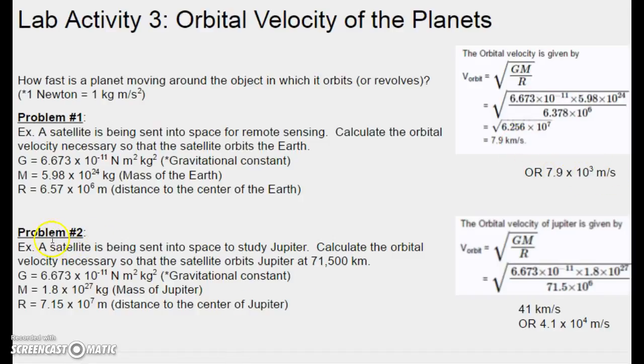And example problem 2 is a satellite being sent into space to study Jupiter. Calculate the orbital velocity necessary so the satellite orbits Jupiter at 71,500 kilometers. So, that said, you can take a look at the numbers, how I set it up, solve it, and make sure you know how to program these into your calculator.